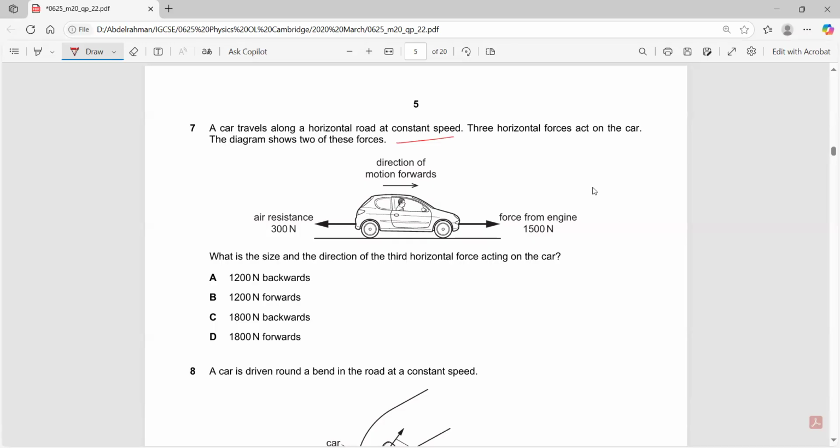If the car is moving at a constant speed, then the forward forces should be equal to the backward forces. The driving force should be equal to the resistive forces. The driving force is 1,500, and the resistive forces should also be equal to 1,500. So you're missing a 1,200 Newton force in this direction due to friction or due to air resistance as well. So this is the answer. Why? Because the resultant force has to be equal to 0.